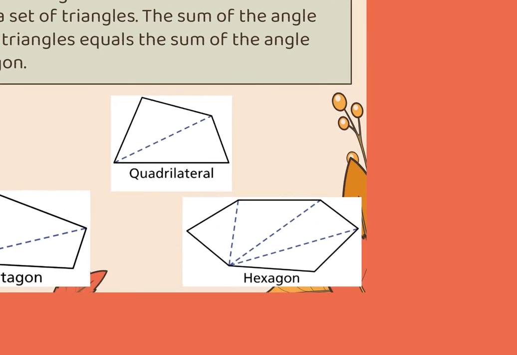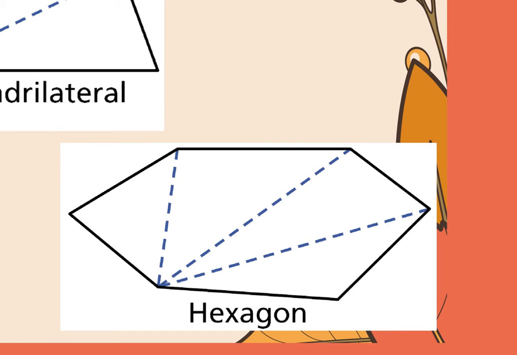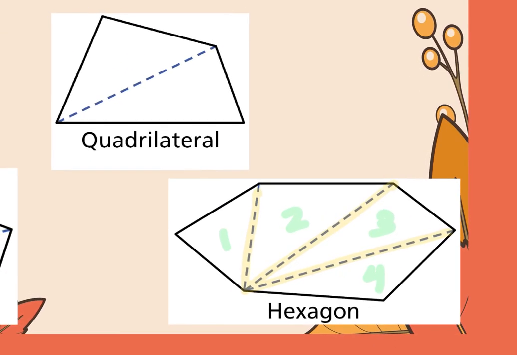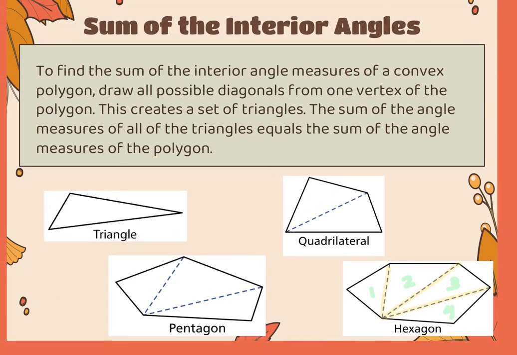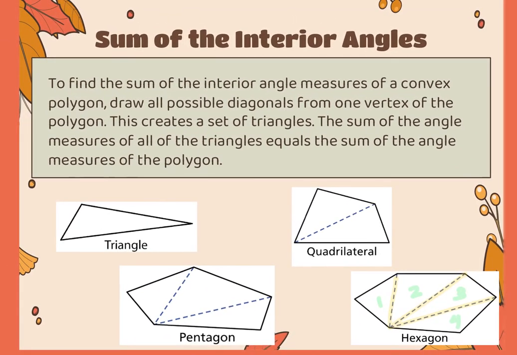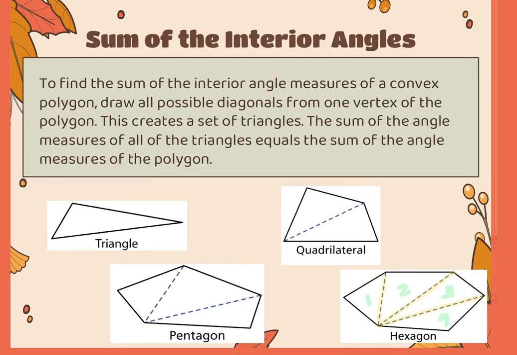So let's just say I had a hexagon, which has 6 sides. If I picked one of the vertices and I drew diagonals to each of the opposite vertices, I'm making triangles, and there are 1, 2, 3, 4 triangles here. So it would be 4 times 180 to get the sum of the interior angles of a hexagon. But we're going to learn a formula that helps us remember that. This is just where that formula is derived.